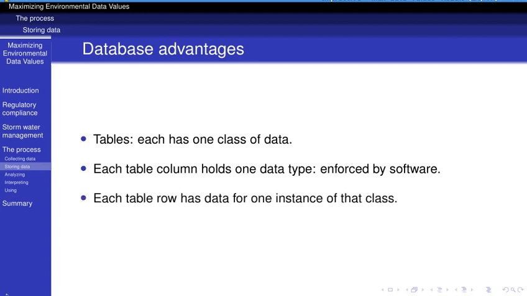Each table row holds data for a single instance of that data class. For example, a table for surface water samples would contain columns for sample identification, collection location, collection date, and a column for each water constituent quantified by the analytical lab.